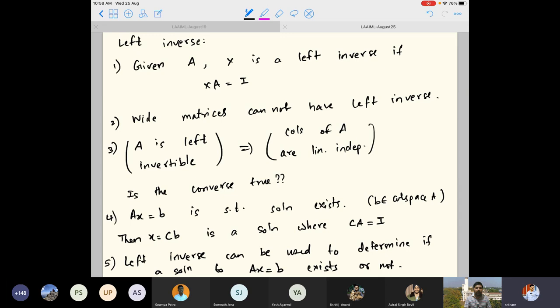In tomorrow's class, we are going to define something called right inverse, which is very similar to what we have done for left inverse, and then combine these two concepts to talk about something called invertibility of the matrix and take things further from there. Any doubt about what we have done so far today?